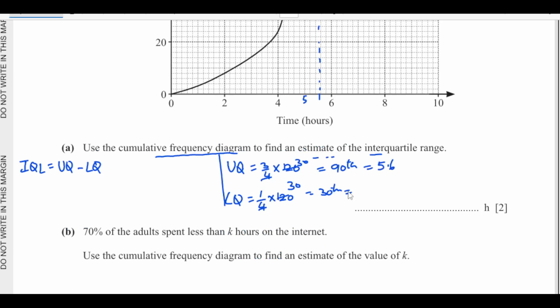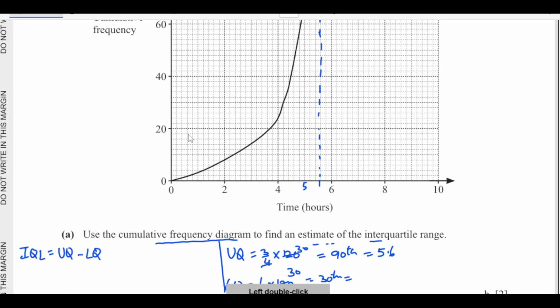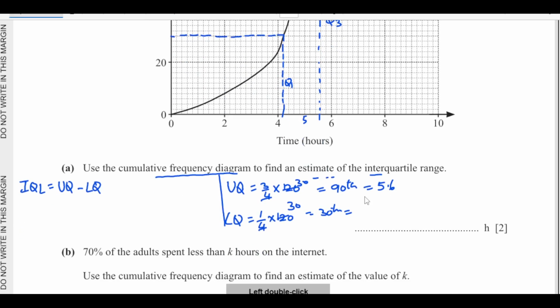And now we will see for the 30th. The 30th is here. If you go down, this is 4.2, right. So this is our Q1 here, which is 4.2. Now to find out the interquartile range, we are going to subtract, which is 1.4. That is our answer, 1.4 hours.